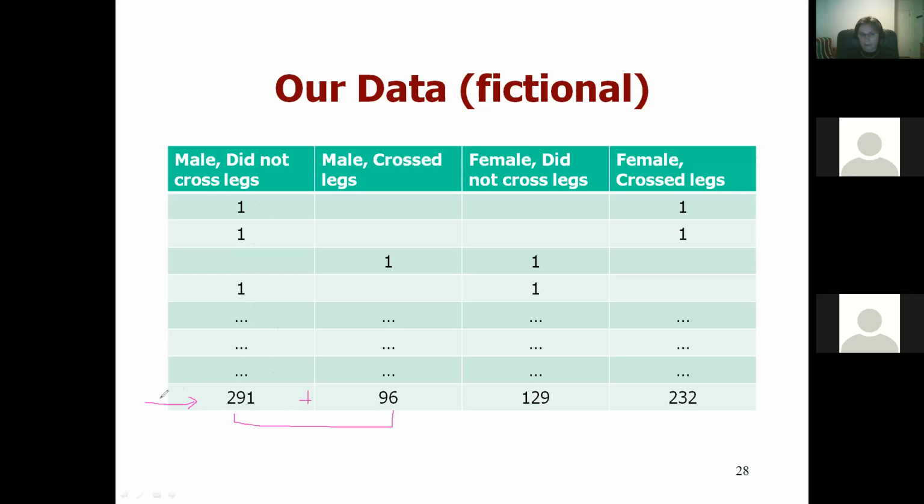We will have to have 291 rows in this table because this is the highest number. And the next one is 232. Out of those who did cross their legs and who were men, we only had 96. That's this number. And with women, we can see an opposite pattern. We see that 232 women in our sample crossed their legs, while 129 didn't. Okay, remember, that's what you will have.